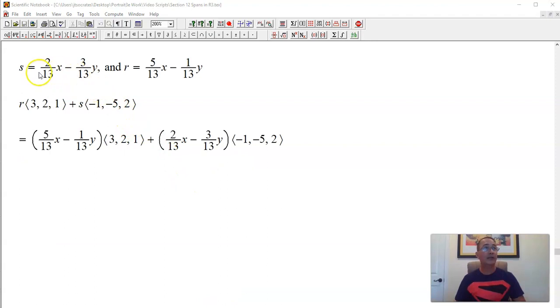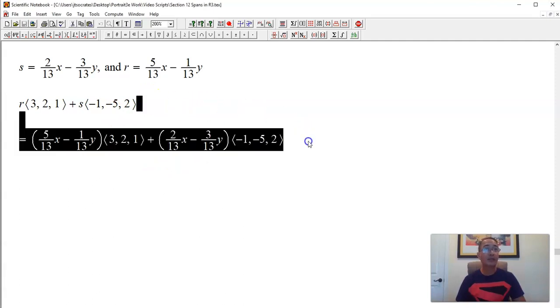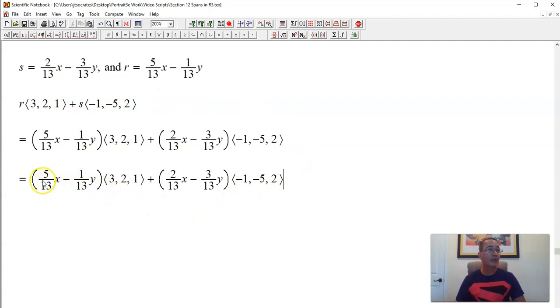Okay, so here's our S, 2 over 13x minus 3 over 13y. And R is 5 over 13x minus 1 over 13y. Let us now plug in R and S into this linear combination. Okay, so here is the R and here is the S, and let's simplify it. What are we going to get? So let's actually do the multiplication by hand. We need to multiply this scalar into the 3 components.